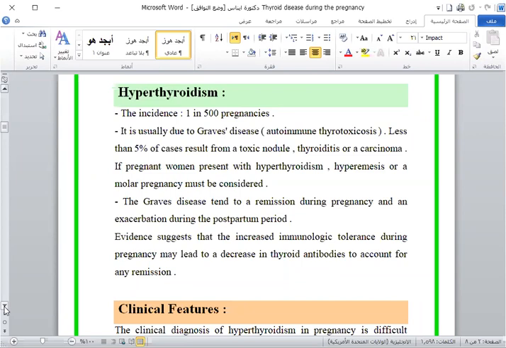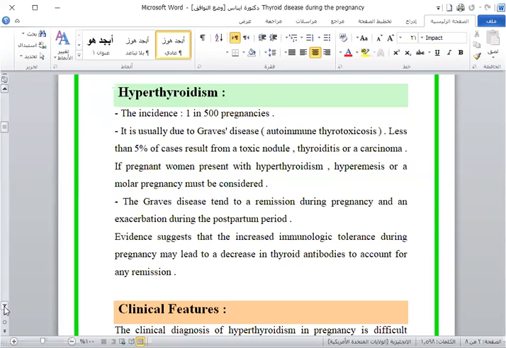إذن what is the cause of hyperthyroidism in pregnancy? The most common cause is autoimmune thyrotoxicosis, اللي هو Graves disease. كلكم تعرفون نسبة حدوثه بالـ young female أكثر من حدوثه في other ages and the other sex. About 5% of cases have an underlying cause of toxic nodule, thyroiditis or carcinoma. إذن معناها 95% the cause of hyperthyroidism in pregnancy is Graves disease.